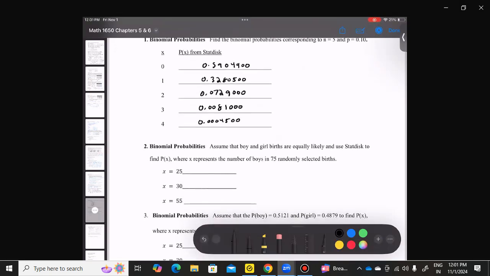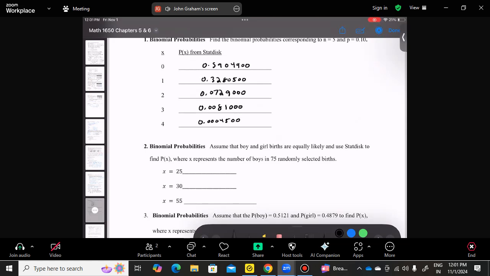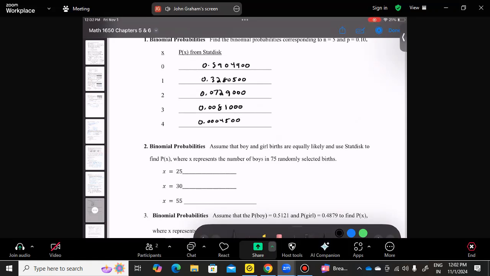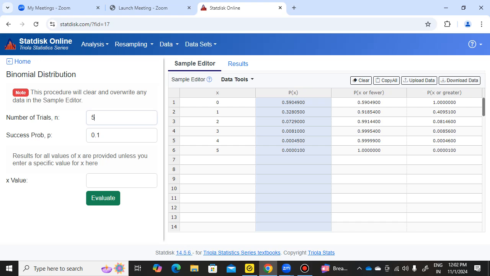Right, so now we're going to assume that boy and girl births are equally likely, and we're going to find the probability of, out of 75 random births, how many are boys. And so we're only going to look at the probability of getting 25, 30, and 55. So 75 is our n, and equally likely means that 0.5 is our p.